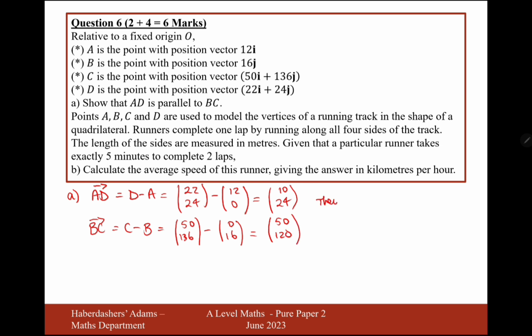They are parallel as 5 lots of AD. If we multiply the AD vector by 5, we get BC. And that is the definition of a vector being parallel: if one is a multiple of the other. Okay, good stuff. Let's move on to the next part then.